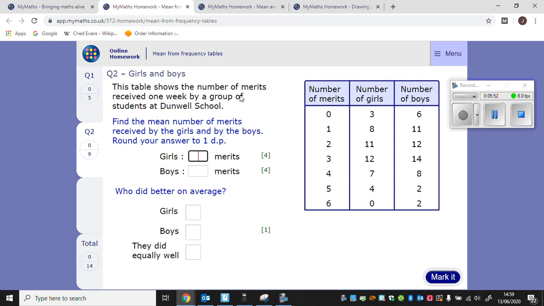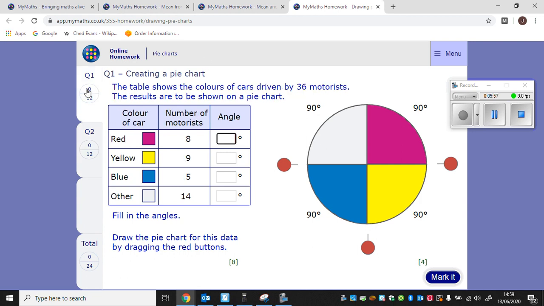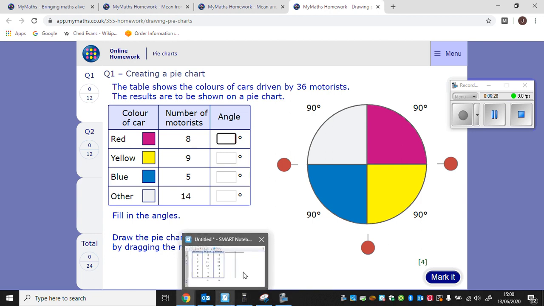Now the final task I've got for you is about drawing pie charts. When we draw a pie chart, we're looking here at a table showing the colours of car driven by 36 motorists. So this whole circle is going to represent 36 motorists. We know that 8 of them drove a red car, so we need to work out what angle of this circle is going to represent the red ones. 8 out of 36. Don't guess it. We need to do the calculation.